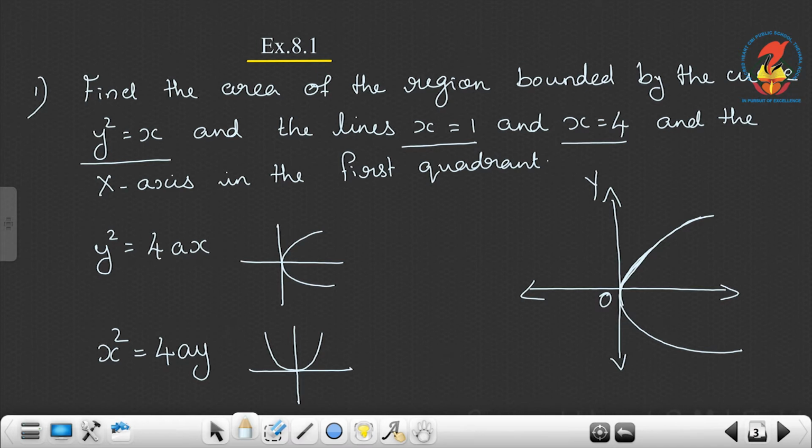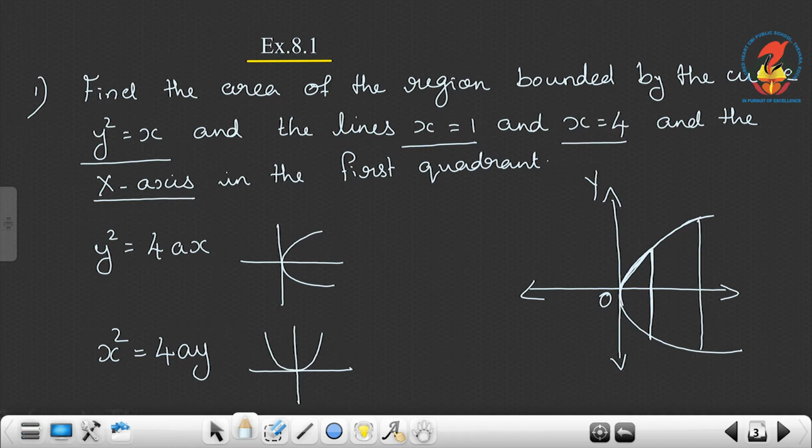Then x is equal to 1. So draw a straight line, x is equal to 1, and the second line is x is equal to 4. And the x axis in the first quadrant. So we don't want this fourth quadrant portion, only the first quadrant.